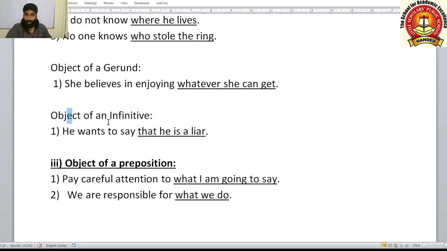So, object of an infinitive. Now here we saw the gerund. Enjoying what? Whatever she can get. Now the infinitive. He wants to say that he is a liar. He wants to say what? That he is a liar. To say is the infinitive here, the to-infinitive. Wants is the main verb here. So this is the object of this to-infinitive. Here it is the object of this gerund, enjoying.